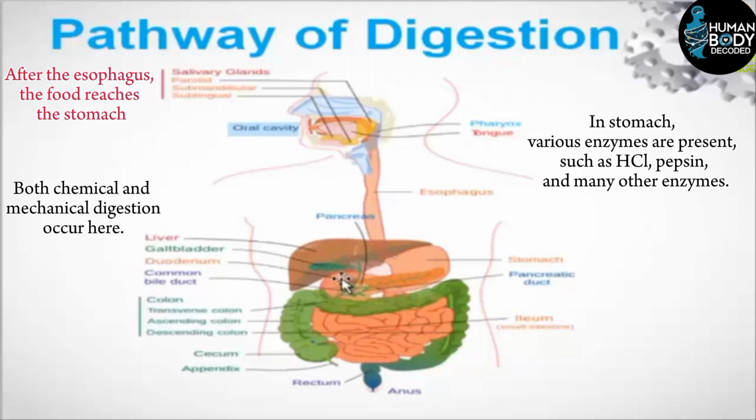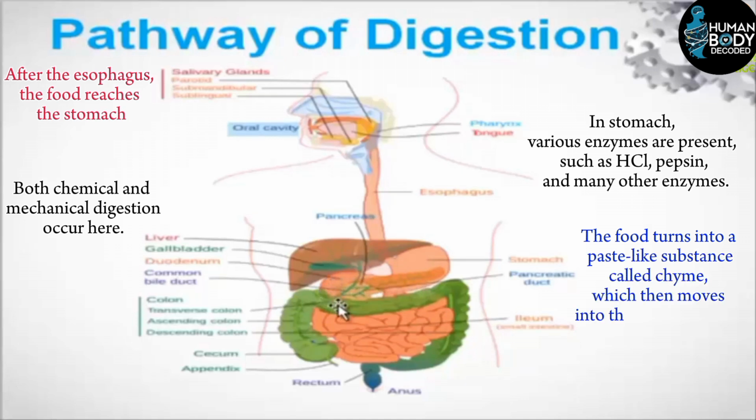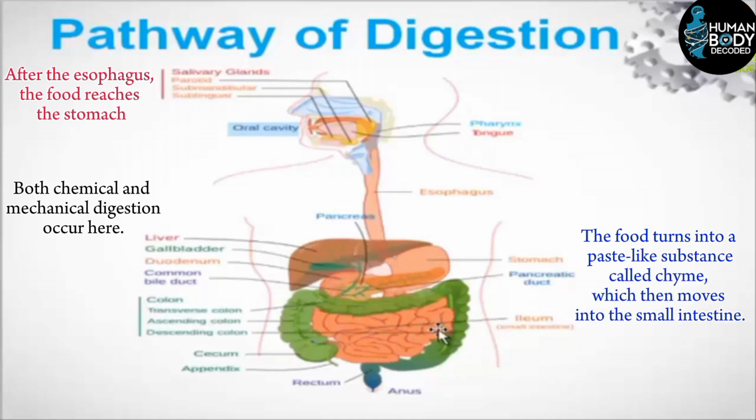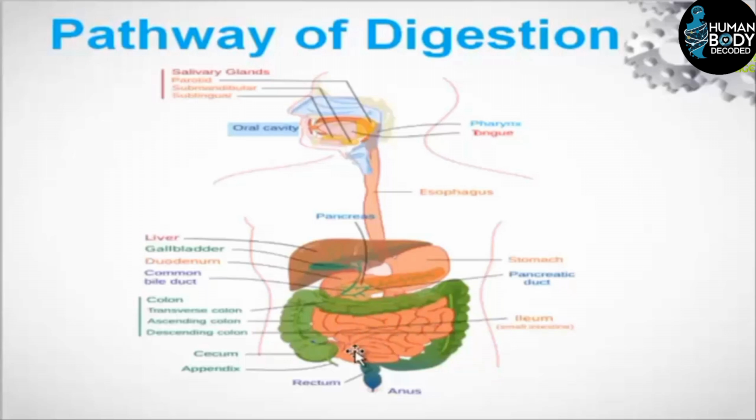After several hours of digestion in the stomach, the food turns into a paste-like substance called chyme, which then moves into the small intestines. As soon as the food reaches the small intestines, and here on the side, you can see the liver and the pancreas, which is a leaf-like structure. They both send digestive enzymes to further digest food.